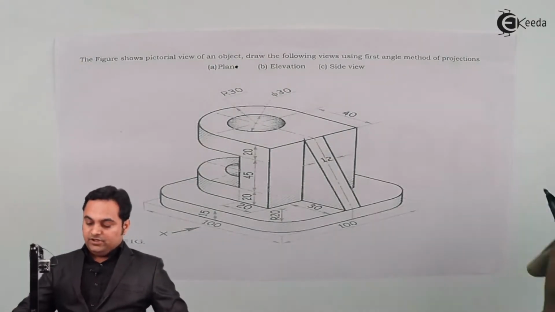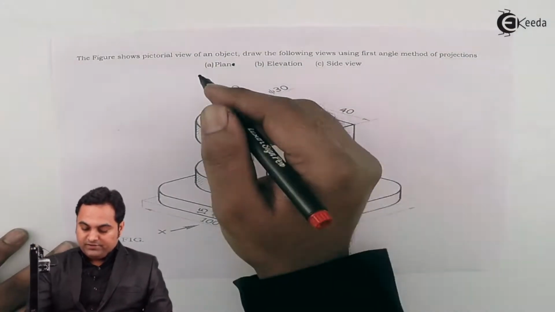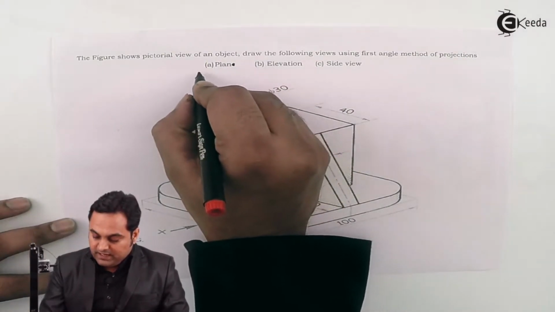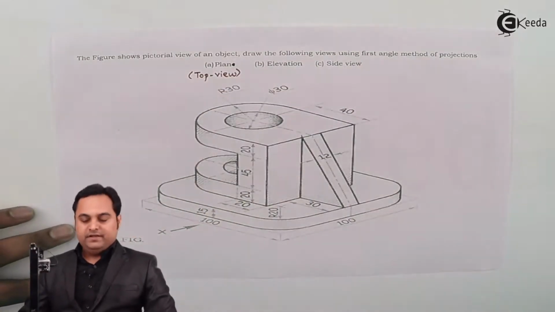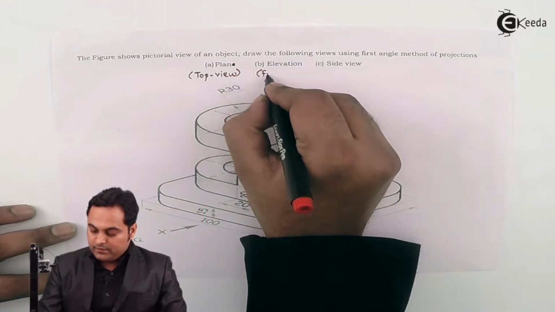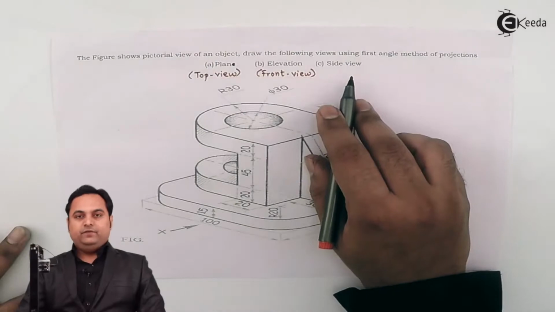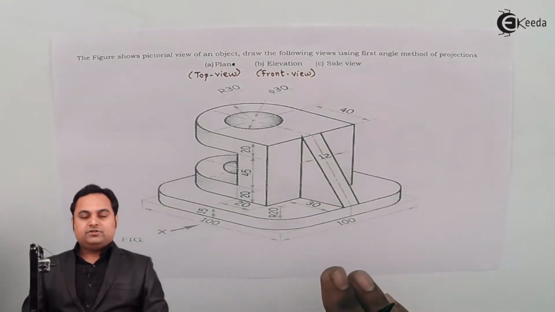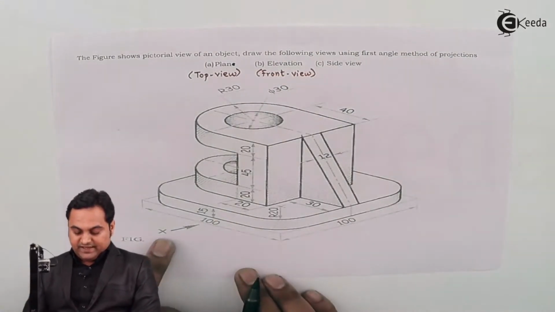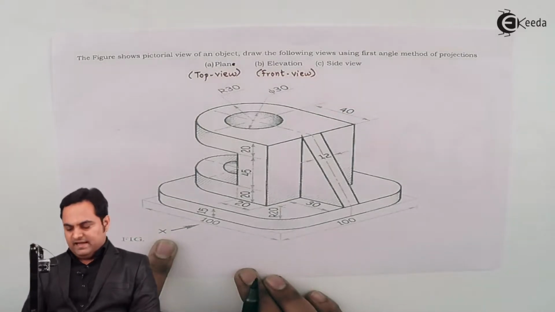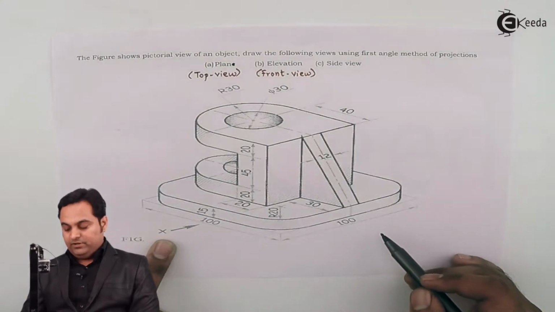For that, here they have mentioned we have to use the first angle method of projection, and they are saying to draw plan. Plan is the other name for top view. Next, elevation is front view, and then we have to draw side view. Now at first we are going to draw the front view. Front view will be drawn looking in this direction X, which is given in the question, and side view will be drawn by moving towards the right, that is, we are going to look at the object from this side.